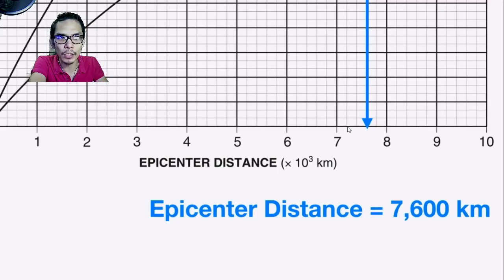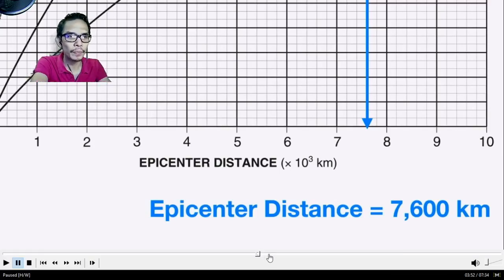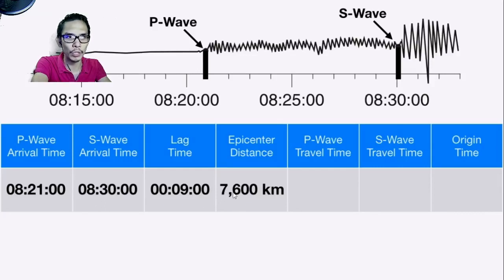Then the interval was 200, 400, 600, 800, and 1,000. So it doesn't touch the 8. It means that it is between 7,000 and 8,000. So in this case, the line landed on the 600 mark, and that will be 7,600 kilometers for the epicenter distance. Now we got the epicenter distance. We can now put it on the data table that you have right here.